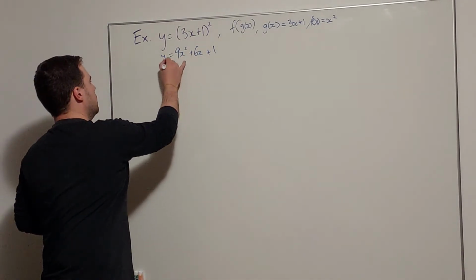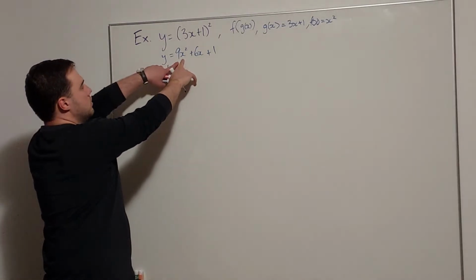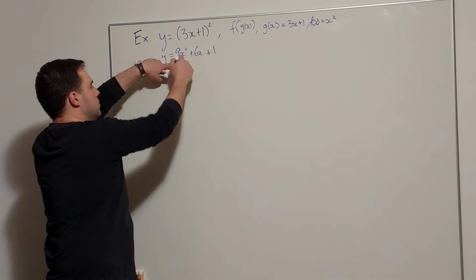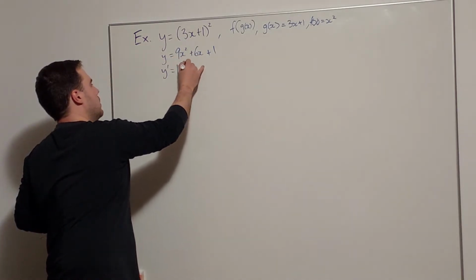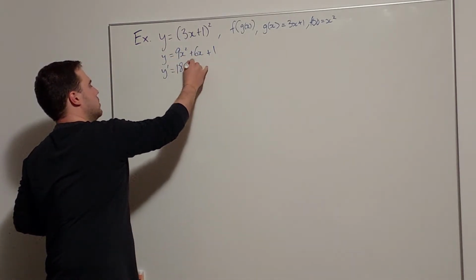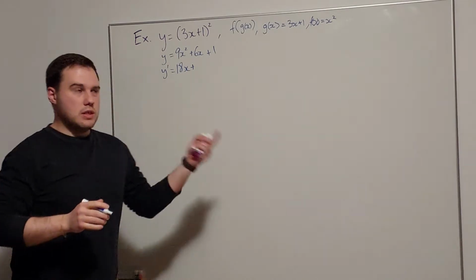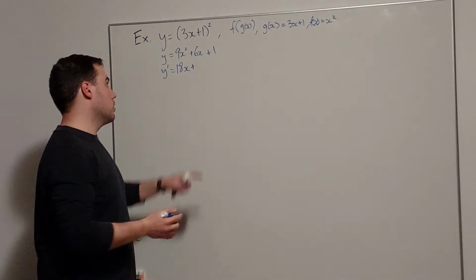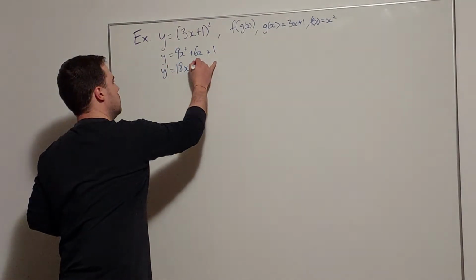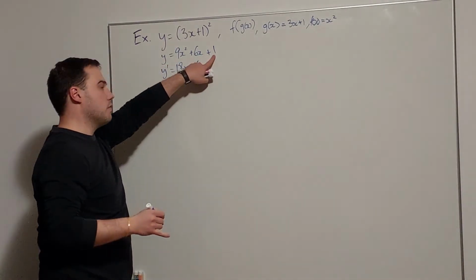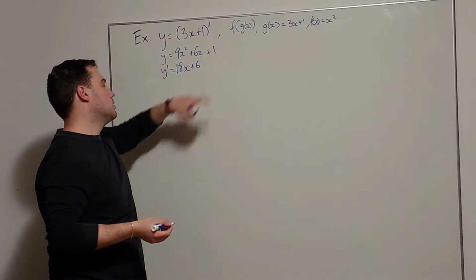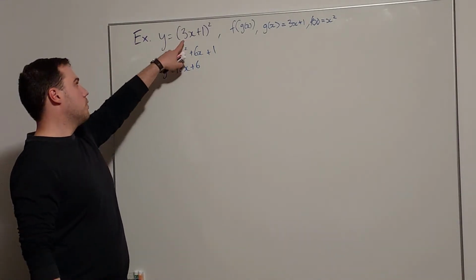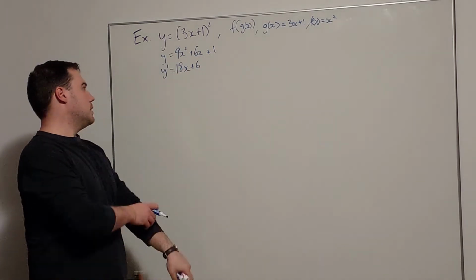So we can differentiate this by going, okay, the derivative of 9x squared is 9 times the derivative of x squared, which is 2x. 9 times 2x is 18x, plus the derivative of 6x is 6 times the derivative of x, or just, it's a linear function, so it's got a constant gradient of 6, plus the derivative of 1 is 0, okay? So hopefully we're happy that the derivative of 3x plus 1 all squared is 18x plus 6.